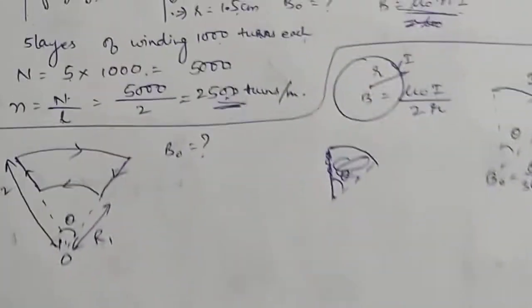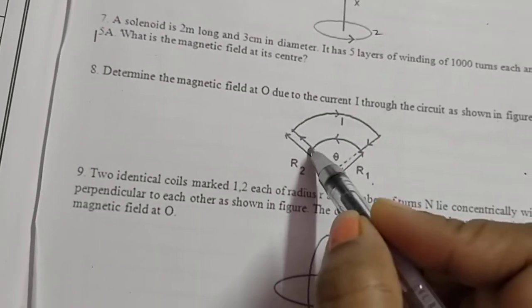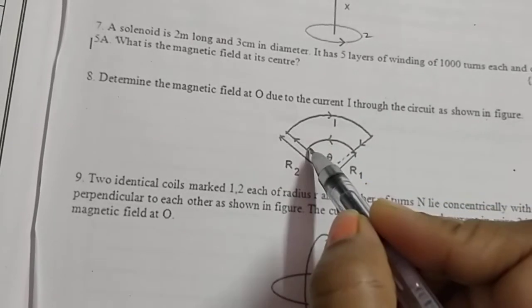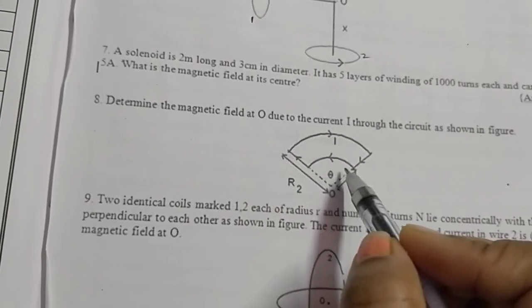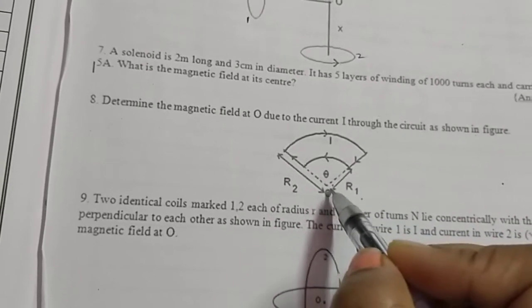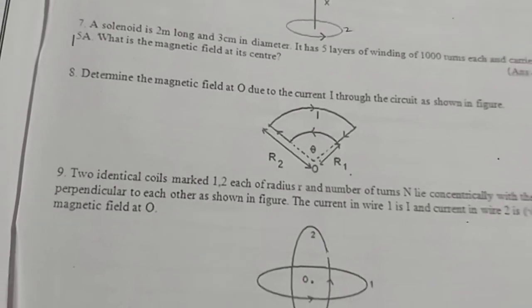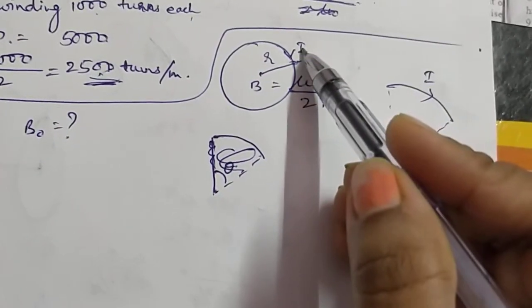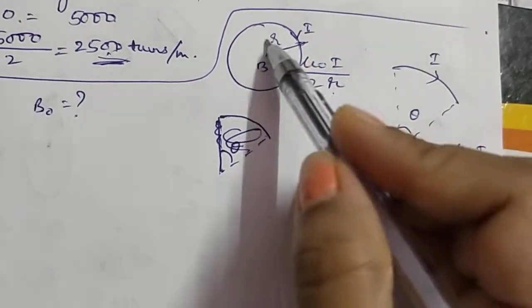Okay. Now the 8th question. If you see the 8th question, this is the diagram. Determine the magnetic field at the center. So this is our coil. These are the arcs of a circle. The radius is given. These are not connected to the center, but you have to find the magnetic field at the center at this point. So how will you find it? If you have a complete circle carrying current I, then the magnetic field at this point is mu naught I by 2r, where r is the radius.